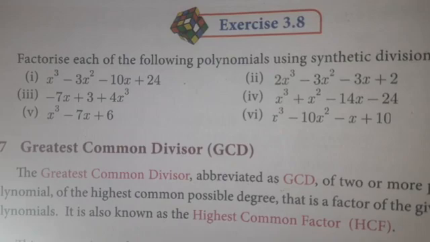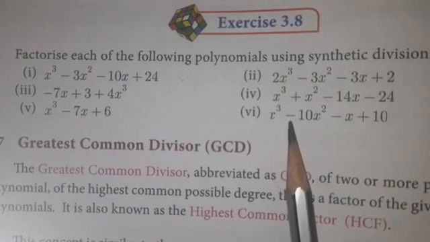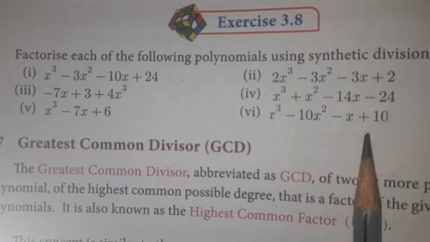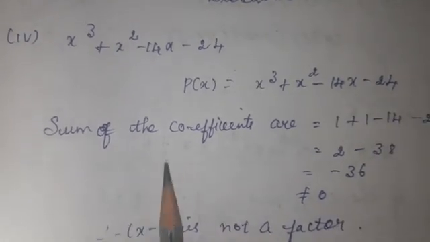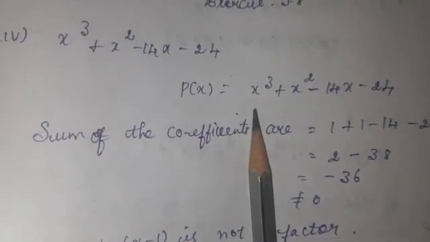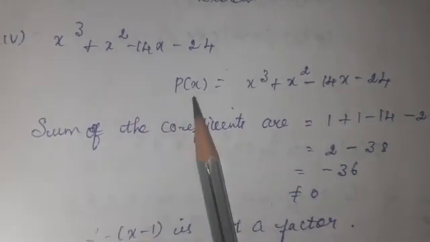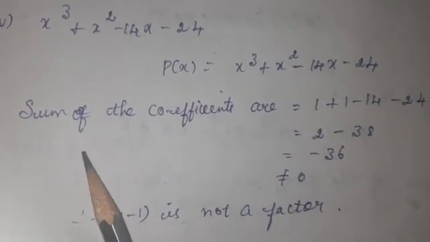Good morning, students. Today we are going to see exercise 3.8, the fourth question: x cube plus x square minus 14x minus 24. Solution. The given question we name as P of x is equal to x cube plus x square minus 14x minus 24. First, we have to check the sum of the coefficients.